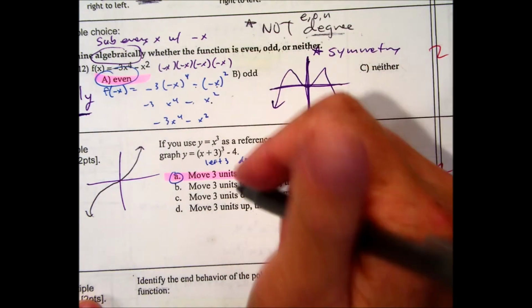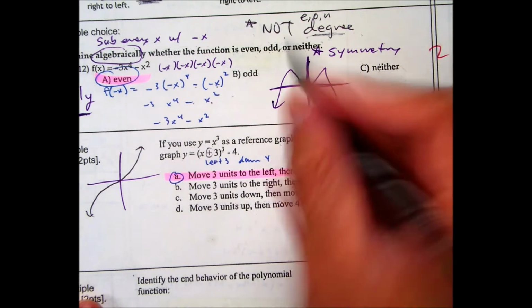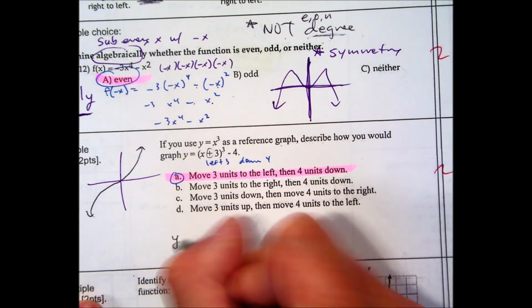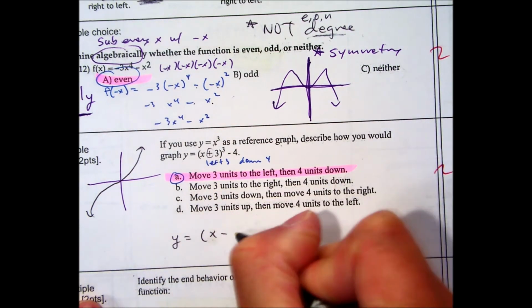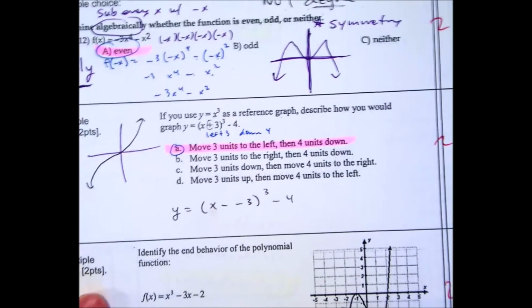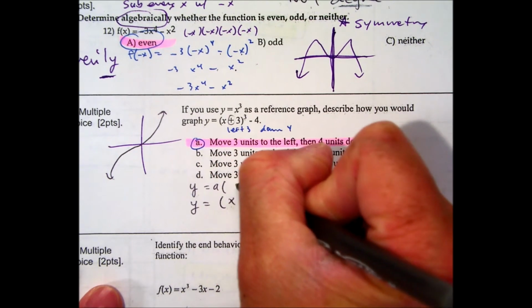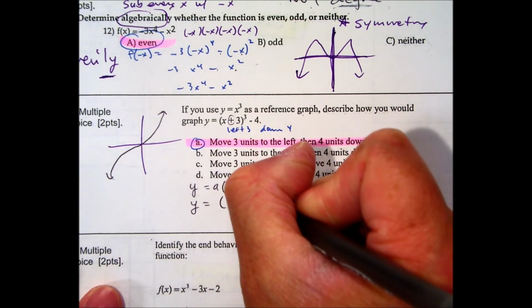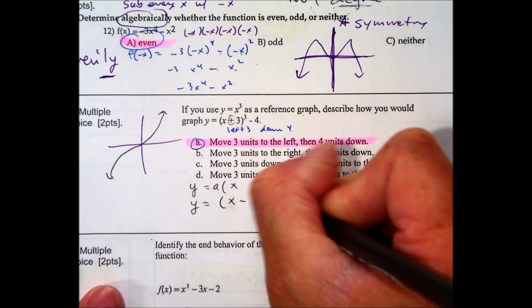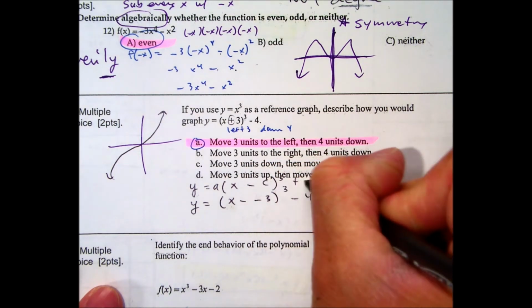So some things you should have recognized. You can change that plus sign if you want. That helps. y equals x minus negative 3 cubed minus 4. And you can also write the letters above it. y equals a times x minus c cubed plus d.